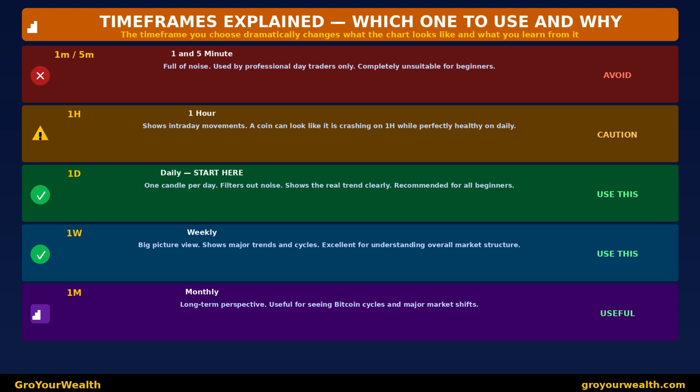A coin that looks like it is crashing on a 1-hour chart might look perfectly healthy on a weekly chart. It is simply going through a normal pullback within a larger uptrend. For beginners, the most useful time frames are the daily chart for overall trend direction, and the weekly chart for the big picture view. Avoid making decisions based on 1-minute or 5-minute charts. Short time frames are full of noise that has no meaningful signal for long-term investors. Professional traders use short time frames for very specific short-term strategies that require significant experience to execute correctly.